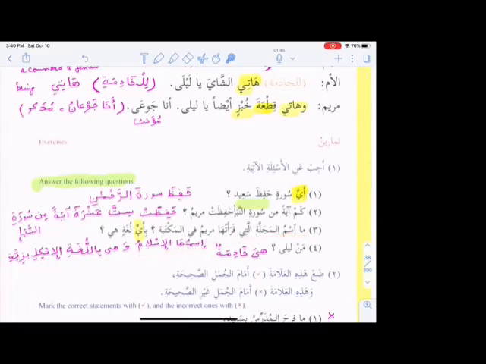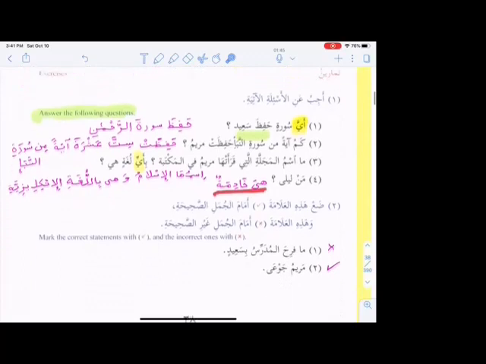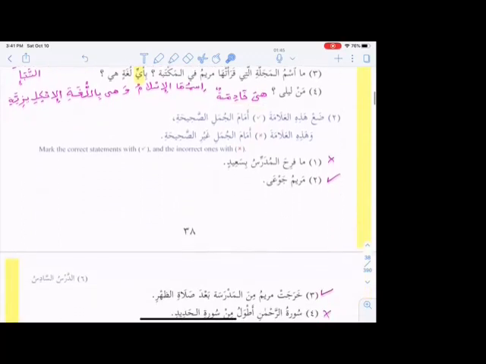Wa hiya bil-lughatil Inglizia. And it is in the English language. Man Layla? Who is Layla? Did you come to recognize her? Hiya khadimatun. She is a servant. Fine. Now, this is the normal setup of Dr. Abdurrahim.